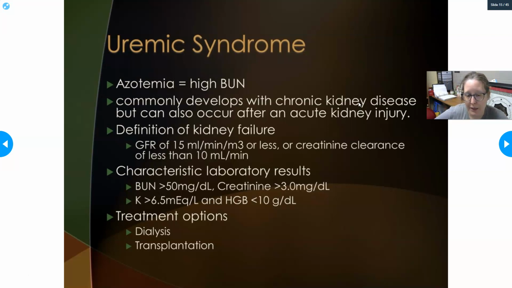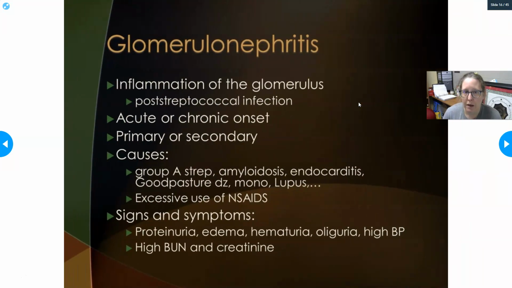Also, the potassium will be elevated and hemoglobin will be low, because the kidneys aren't working, so they would not be making erythropoietin, and you're going to have anemia. It's also not really responding to aldosterone, so it won't be dumping the potassium for the sodium. So there's going to be a lot of potassium left in the blood. Treatment options for uremic syndrome are dialysis and a kidney transplant, or a kidney transplant.